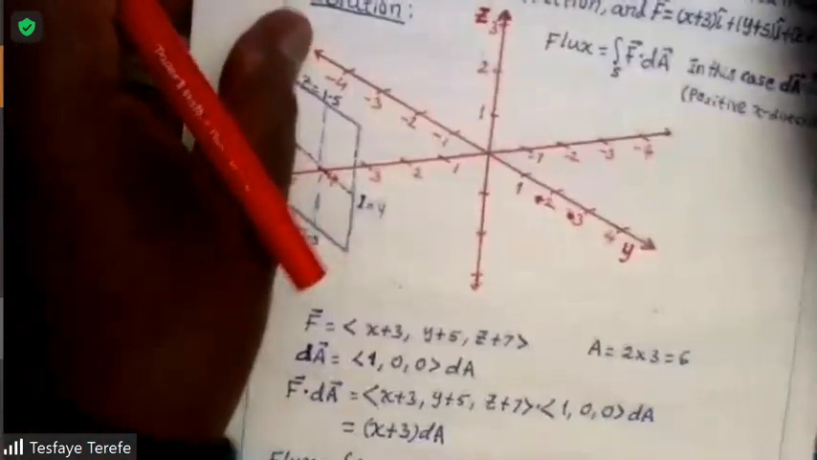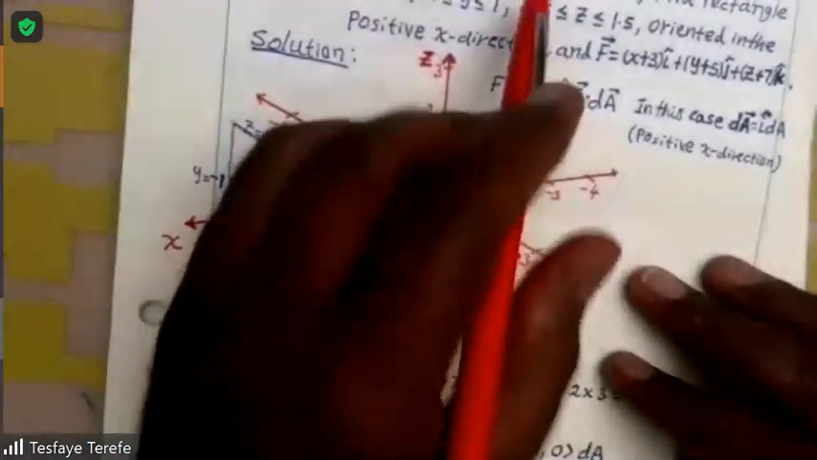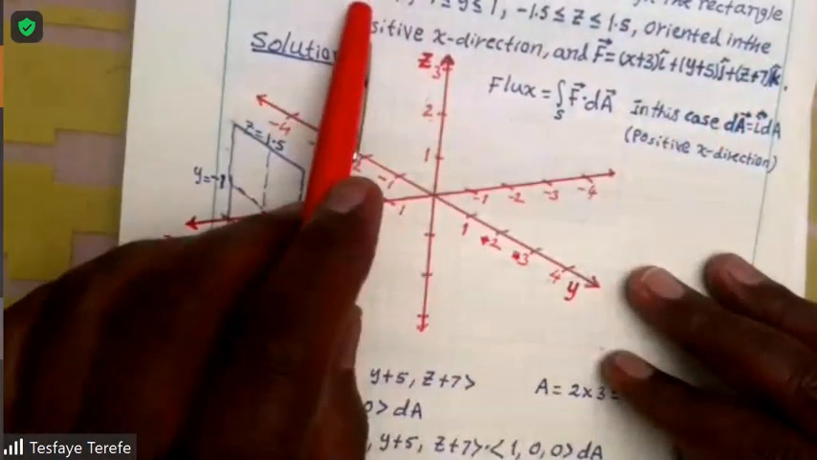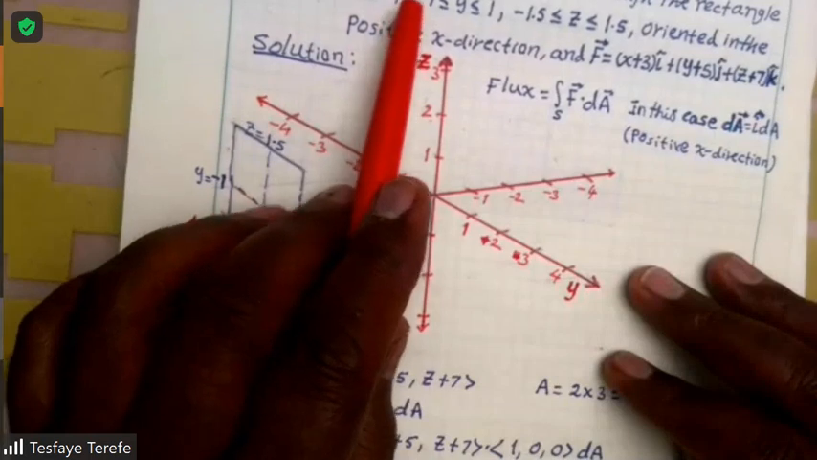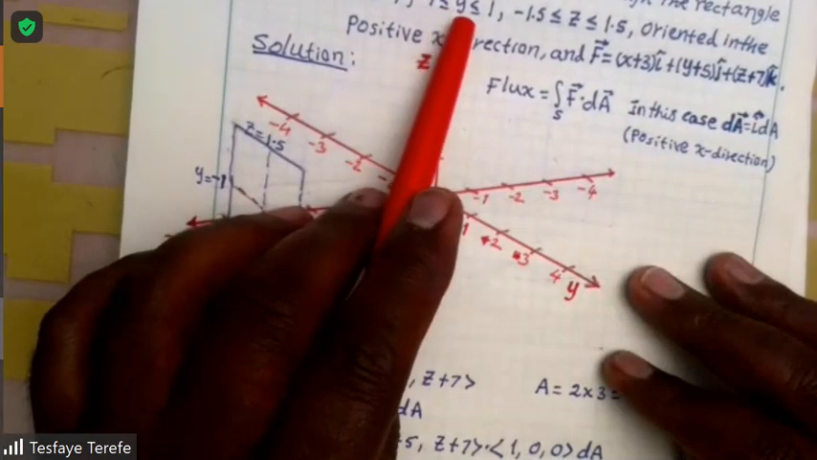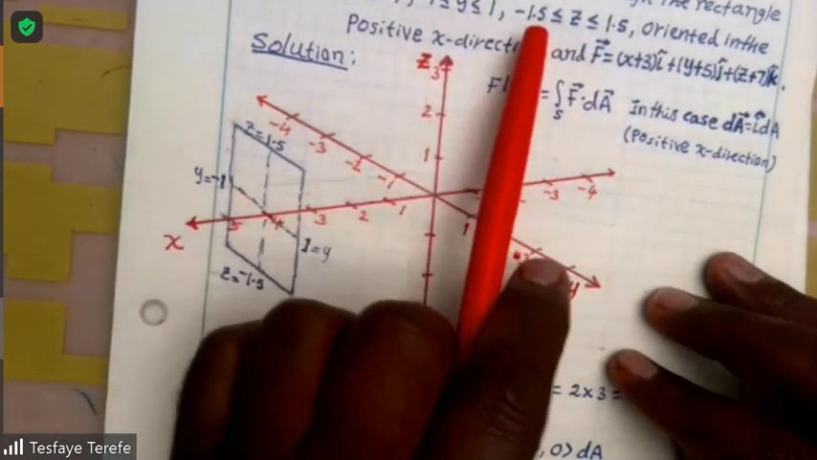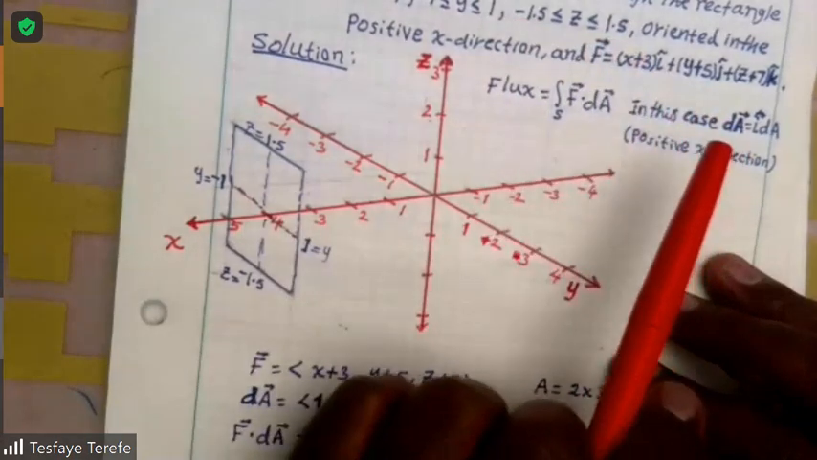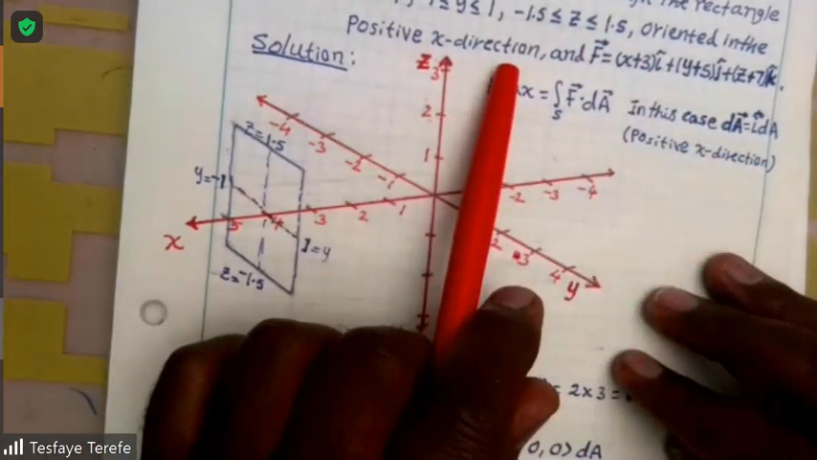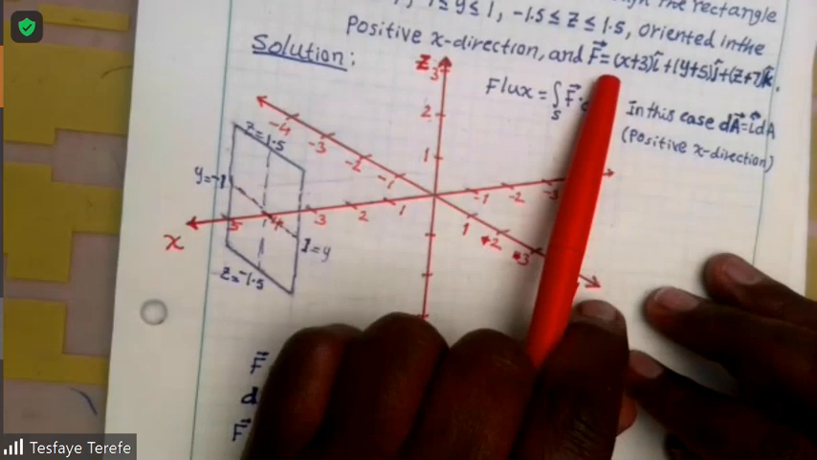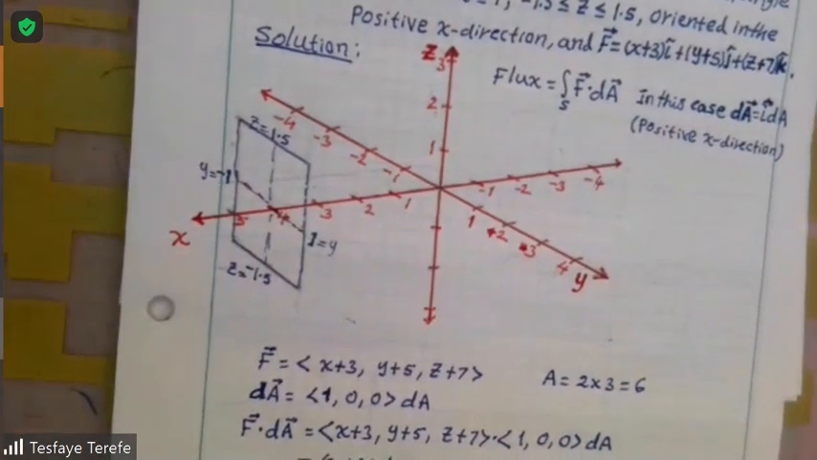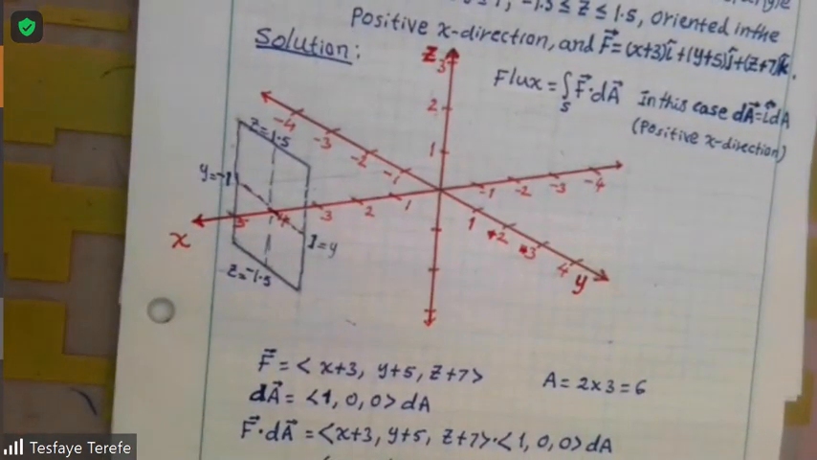For example, here it is. Calculate the flux through the rectangle x equals 4, with negative 1 less than or equal to y less than or equal to 1, and z changing between negative 1.5 and 1.5, oriented in the positive x direction. And the field is (x plus 3) i plus (y plus 5) j plus (z plus 7) k. So the flux is going to be the dot product of the two.